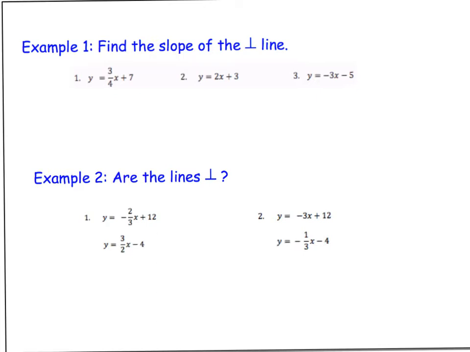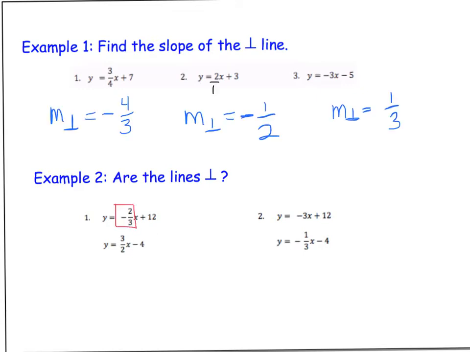Example 2 asks us if the two lines are truly perpendicular. Again, it's all about the slopes. My slope of my first line is -2/3. Is 3/2 the opposite reciprocal of -2/3?